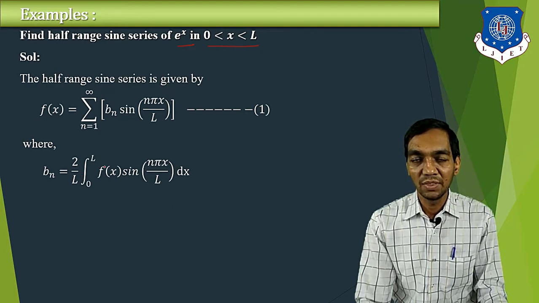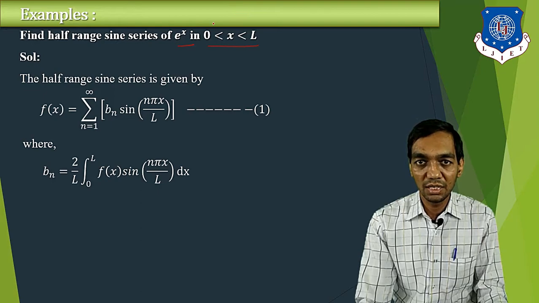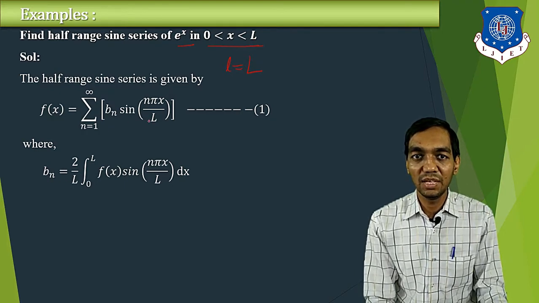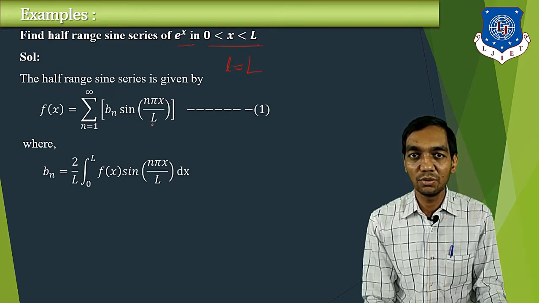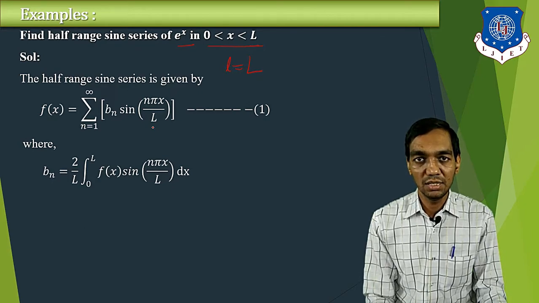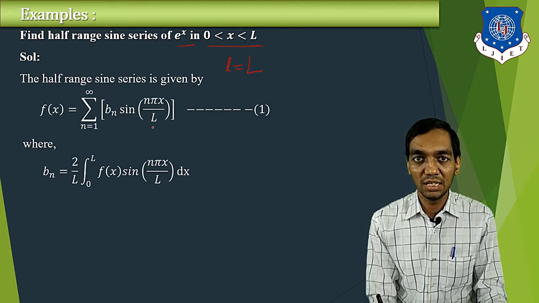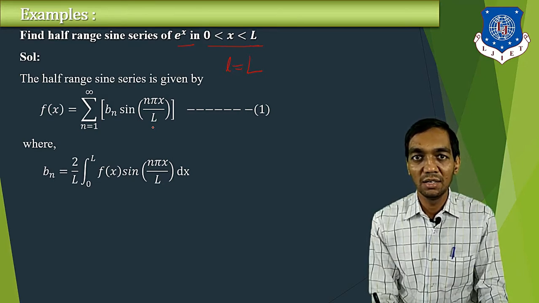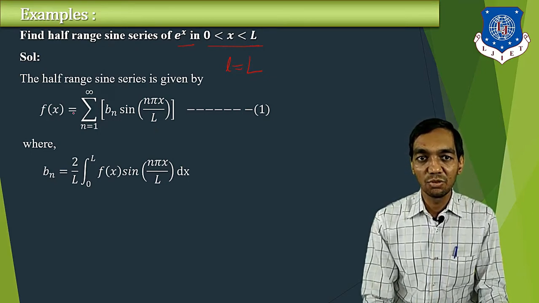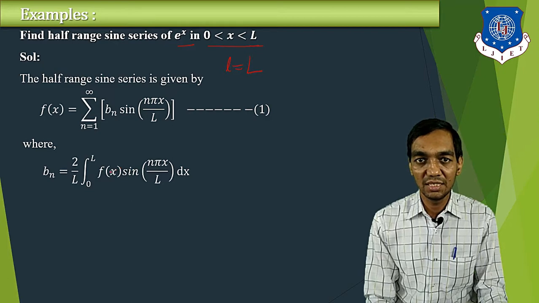Because in a half range, wherever your interval ends, that is your L. That means here it starts from 0 and ends at capital L, so small l is going to be capital L. Wherever we have the value of small l, we replace it with capital L. Please do not compare it with 2L. This is a half range, so your interval is a half interval, and you have to compare small l with the end value of the interval. So now f(x) is nothing but e raised to x.